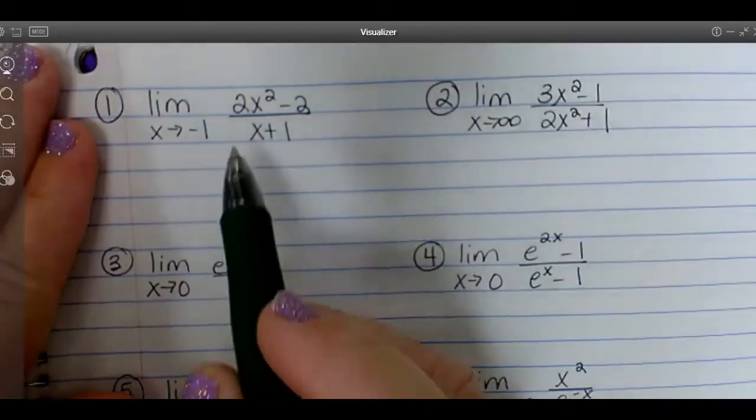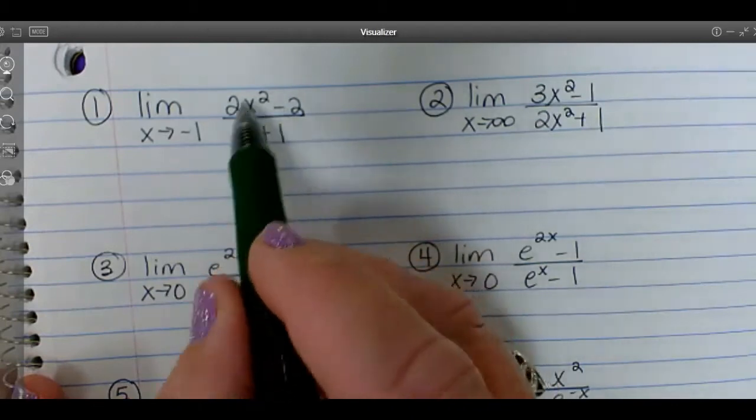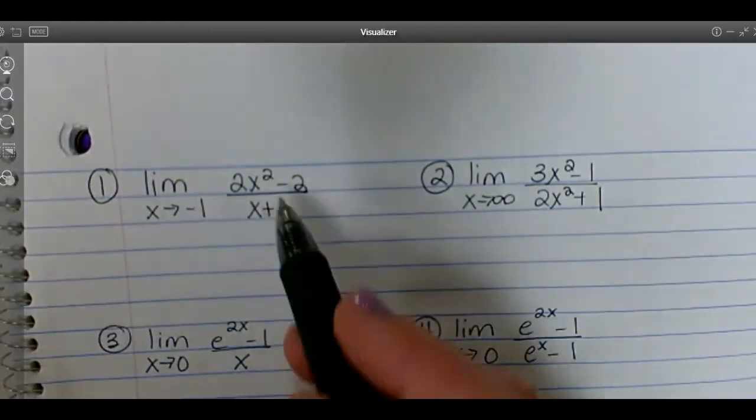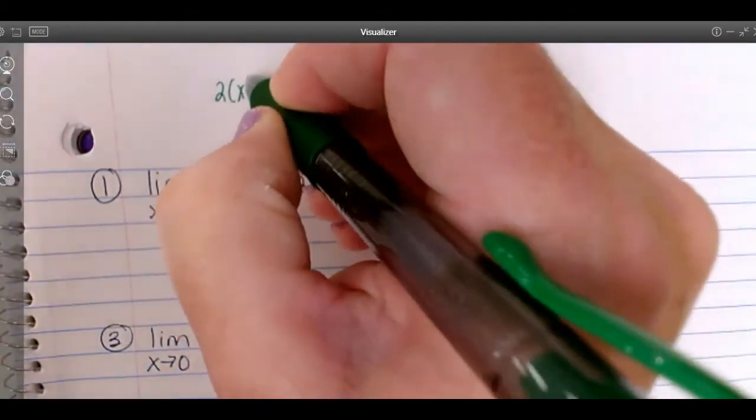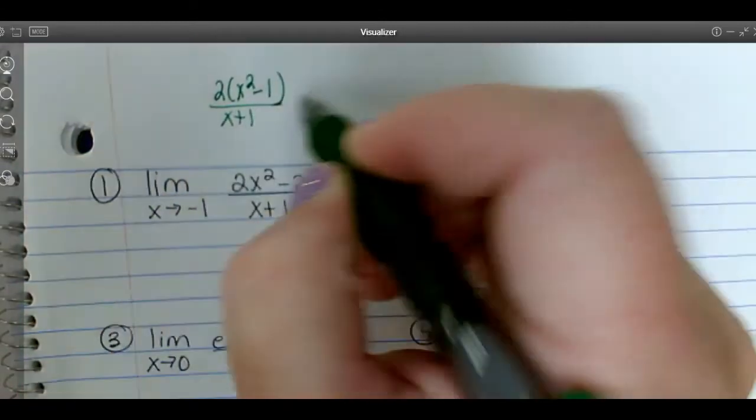Alright, so as we look at this, the first thing that we're going to do, I want you to know that you could do this the old way, meaning I could factor out the 2 and continue factoring.